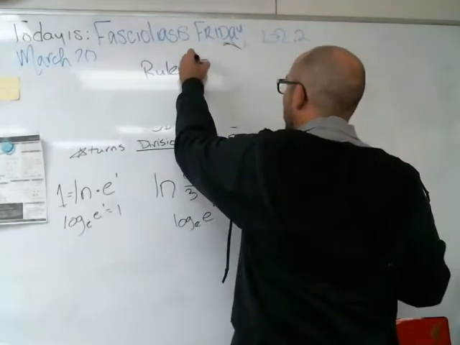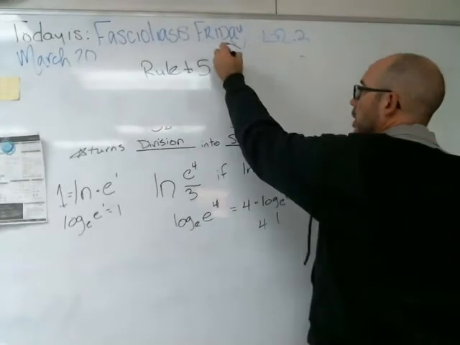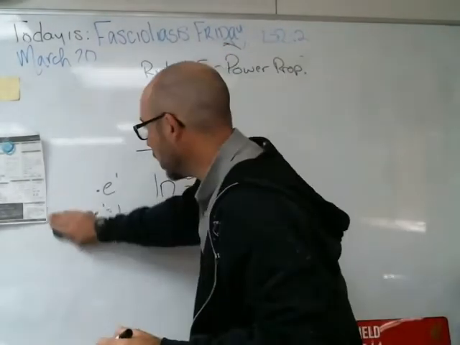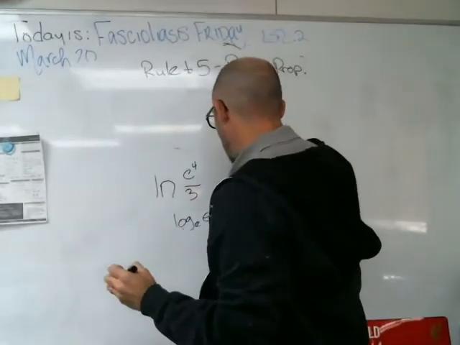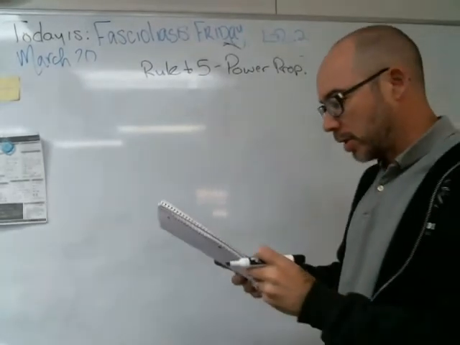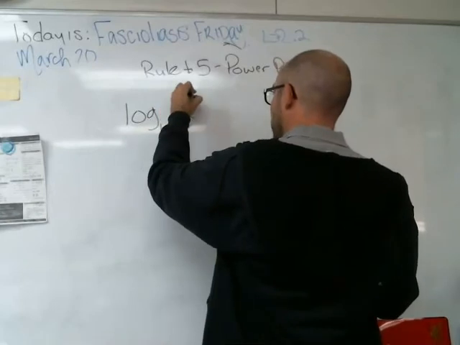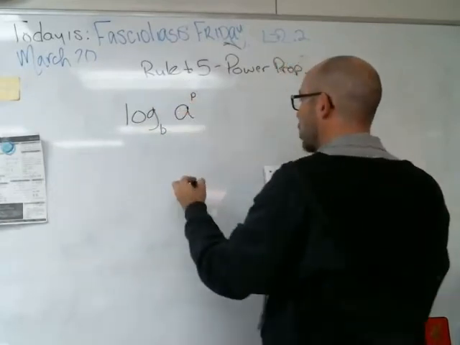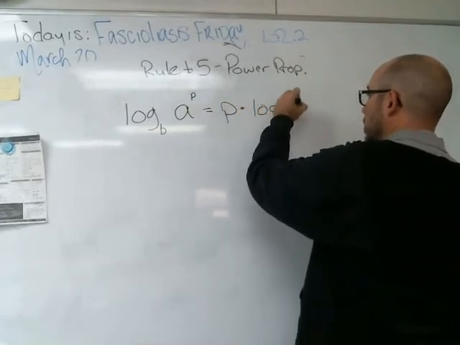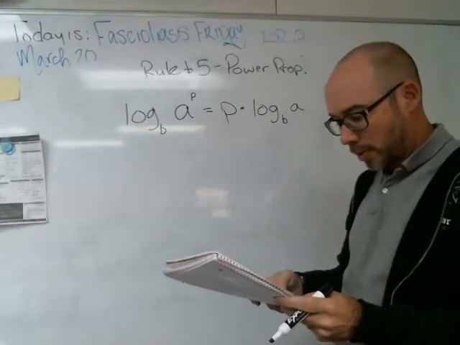Rule number 5, the power property. And this is my favorite of them all. If I've got a power sitting out there, I can just pull it out to the front. Log base b of some number that's already written to a power equals that power times log base b of the number. It simplifies the problem. I take that whole exponent and just put it out in the front.